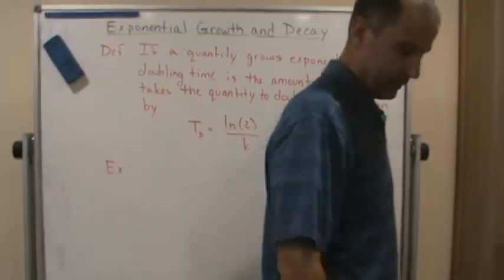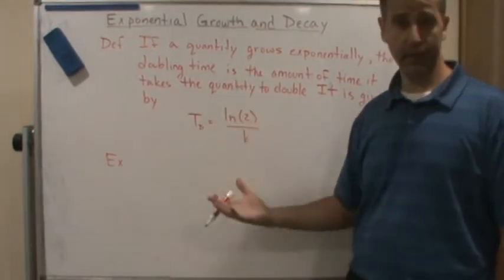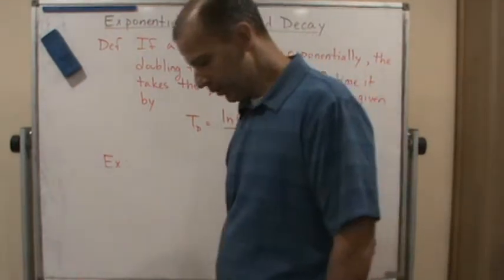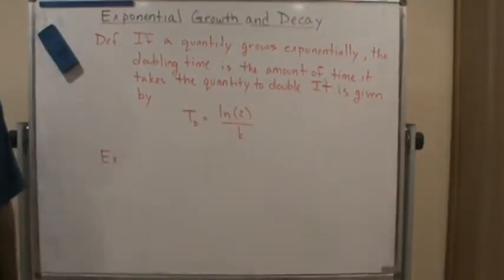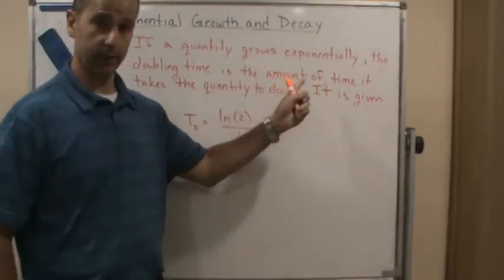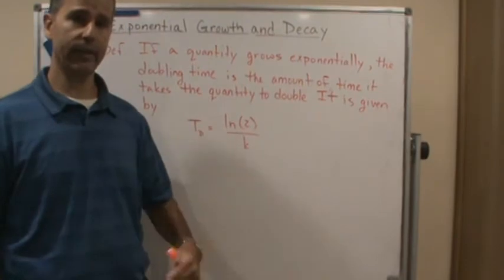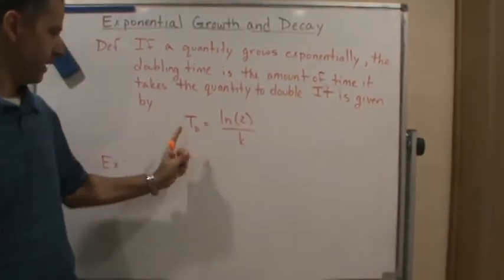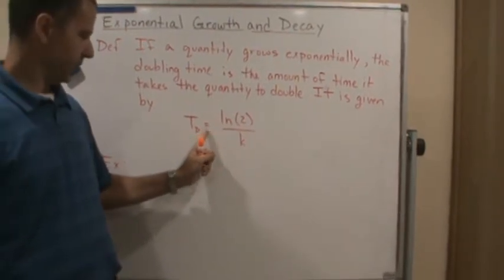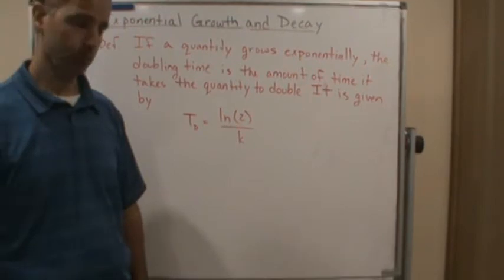Okay, so in this video, we're going to talk quickly about the definition of doubling time based on the last video, and then we're going to do an example. The definition is that if a quantity grows exponentially, the doubling time is the amount of time that it takes for that quantity to double in size. And it's given by this formula: T sub d equals the natural log of 2 divided by k. That's the doubling time.